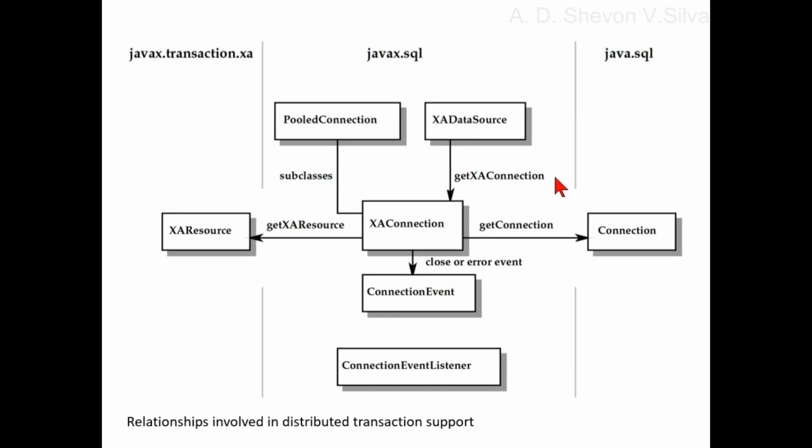The interface XADataSource, a factory for XAConnection objects that is used internally. An object that implements the XADataSource interface is typically registered with a naming service that uses the Java Naming and Directory Interface, JNDI.